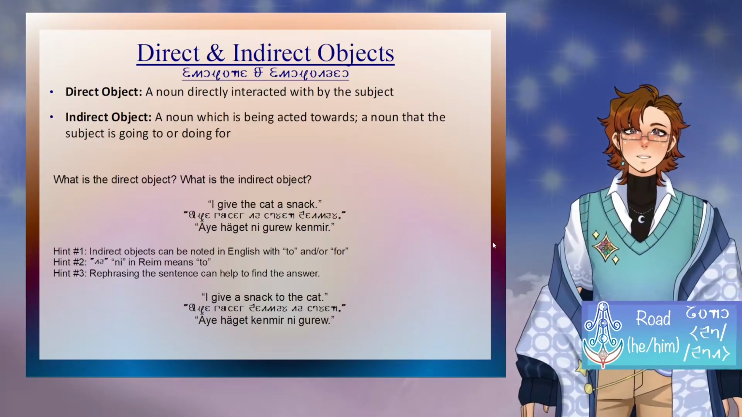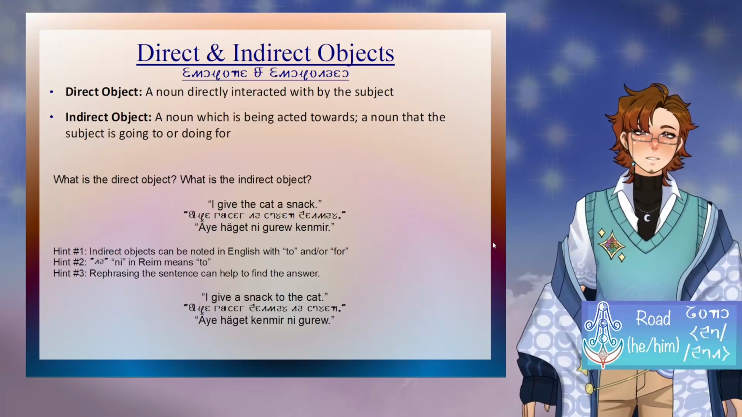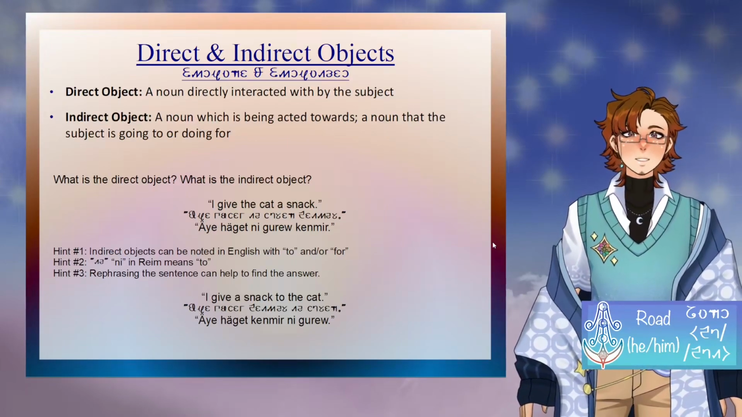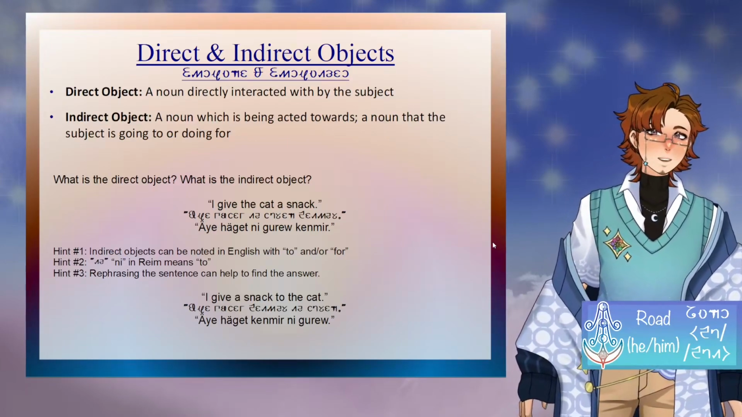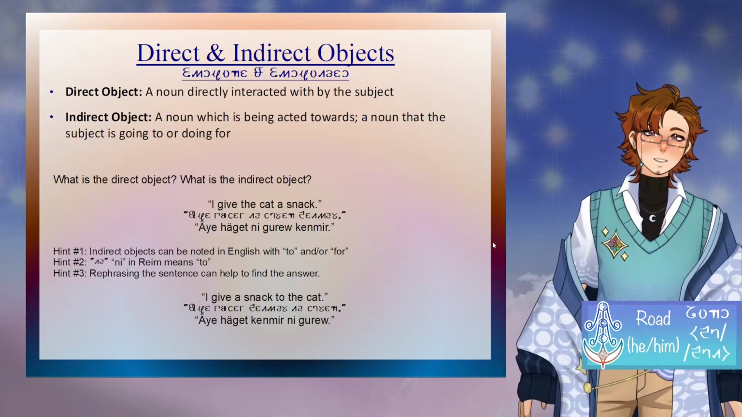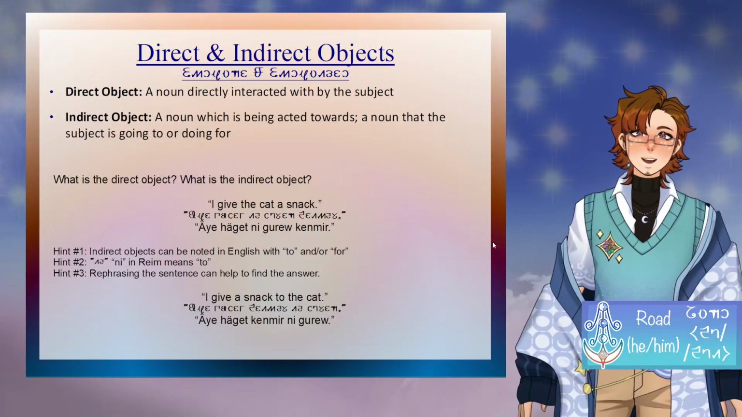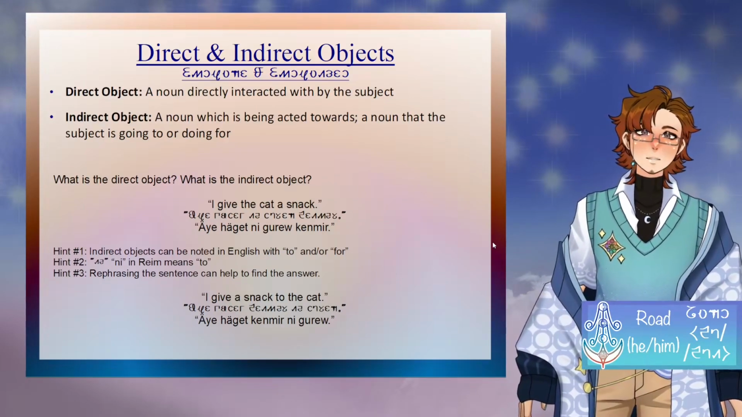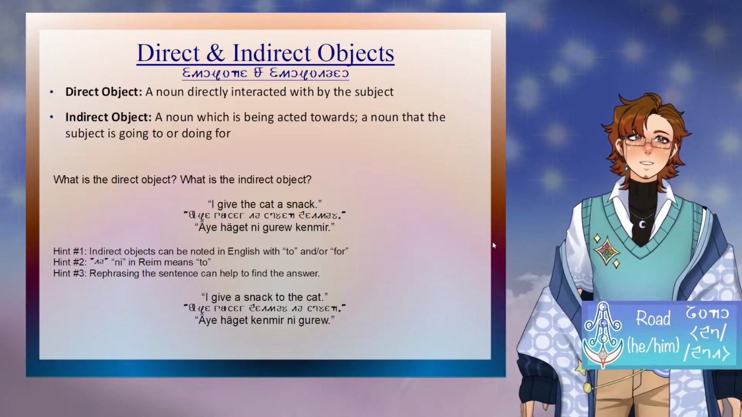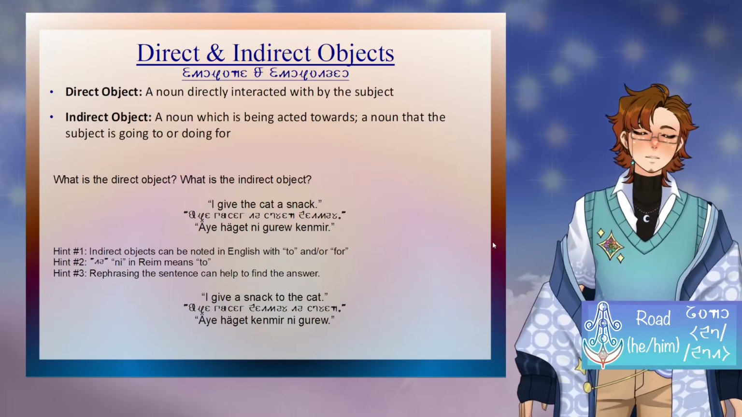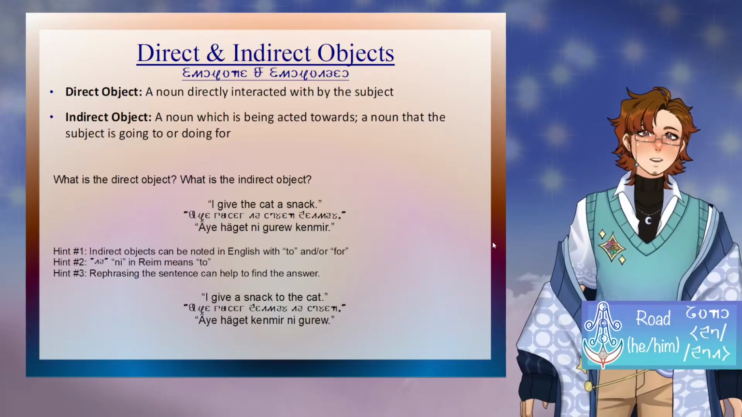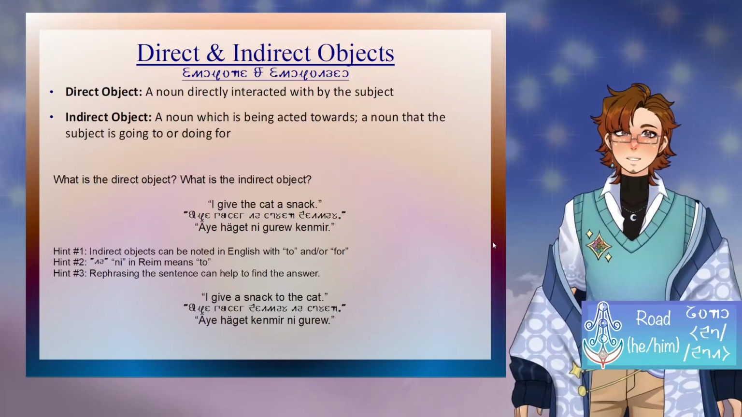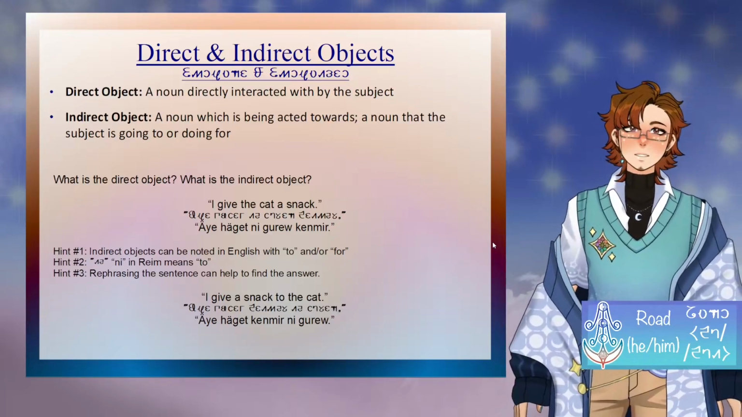Well, if a direct object is a noun directly interacted with by the subject being me, I give a snack. I am directly interacting with a snack in my hand. Well, implied in my hand. And the indirect object in this case is a noun that is being acted towards, a noun that the subject is going to or doing for. There is a motion going to the indirect object. And we have a motion going to what? The cat. To the cat.